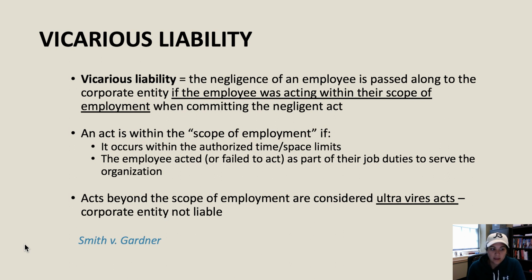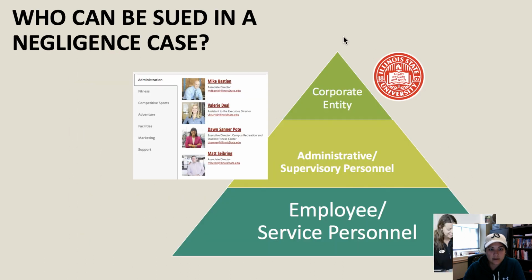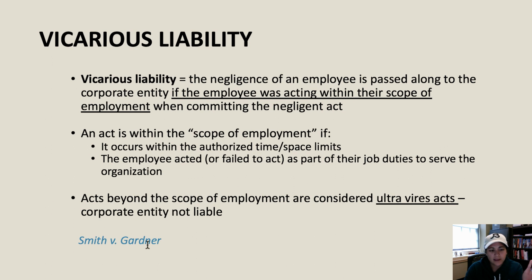Again, if we go back to our pyramid of employment, we can see that the coach probably fell in this administrative role, right, as a coach. But the family didn't want to just sue him. They also wanted to sue the corporate entity, which in this case was the university. Again, most likely because they knew they had a better chance of getting substantial damages. So as the university, you can imagine their lawyers are saying, hey, we want to try to prove this guy was acting outside the scope of his employment when this accident occurred.